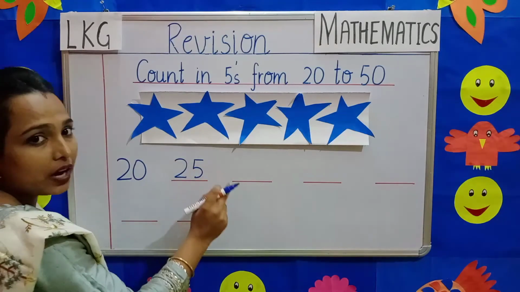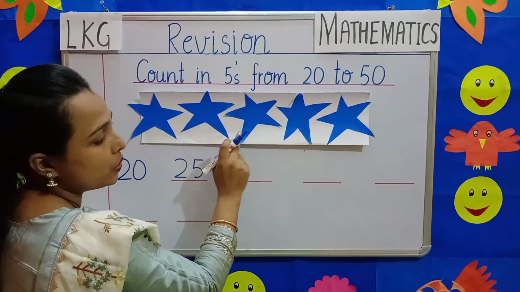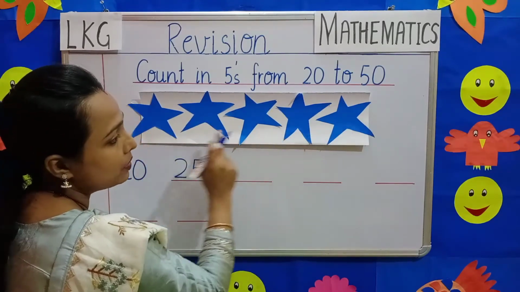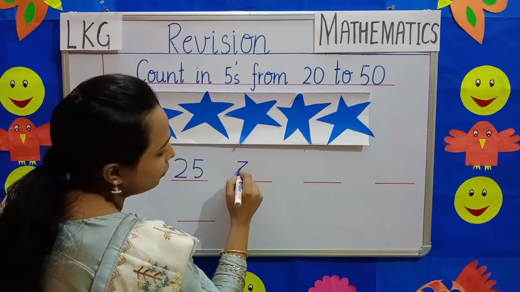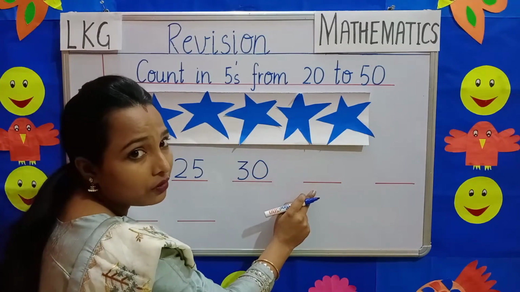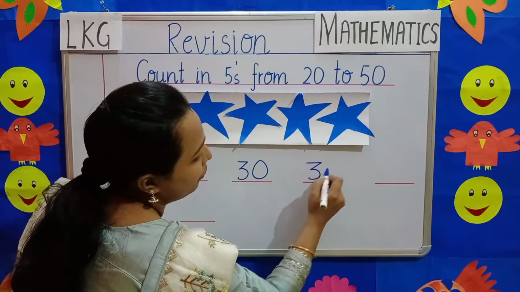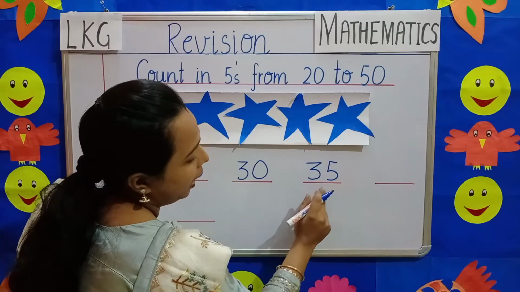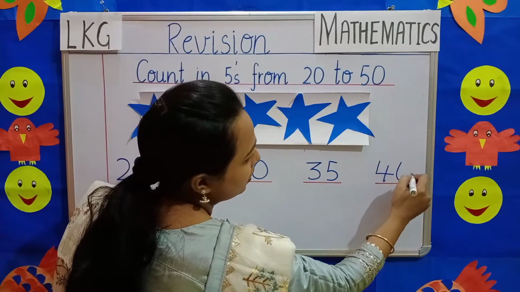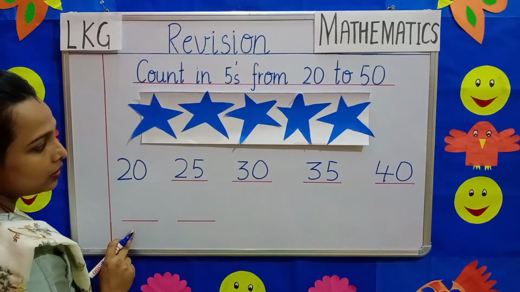Now, what shall we write after 25, children? 26, 27, 28, 29, 30. We skip 4 numbers and write 30 over here. Very good. Now after 30, what shall we write, children? Come on, tell me. Yes, 35. Very good. After 35, 40. Good.